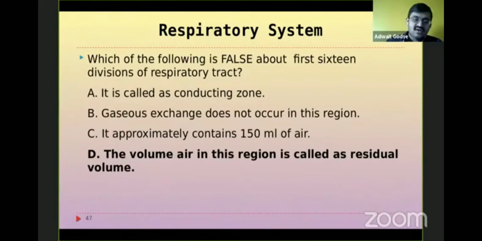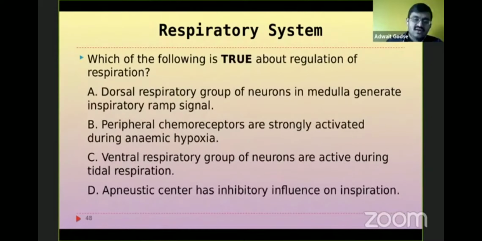Let's proceed. Which of the following is true about regulation of respiration? Another very important topic. Dorsal respiratory group of neurons in medulla. Medulla oblongata contains two types of regulatory centers, dorsal and ventral respiratory group of neurons. Inspiratory ramp signal is generated by dorsal respiratory group of neurons. This multiple choice question has often been asked. So it is a true statement.